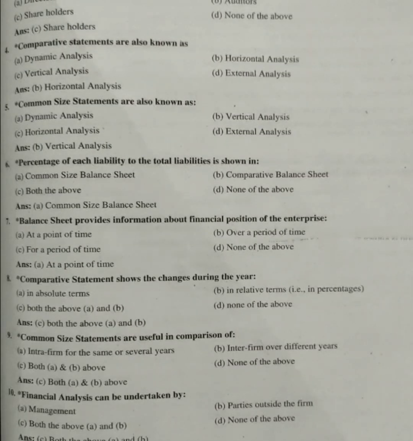The second MCQ is a very important one because your question paper question it is. The most commonly used tools for financial analysis are horizontal analysis, which is also called a comparative statement, vertical analysis, which is also called a common size statement, ratio analysis, and the last answer is all of the above. So here the answer is D, all of the above.